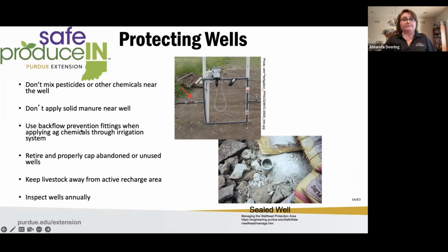Using any backflow prevention fittings is a good idea, and that's just showing that here with that arrow. Again, keeping livestock away from active recharge areas. And again, we just are trying to minimize the likelihood that any of these pathogens could get into the well. And again, that's why inspecting that well at least annually before you're going to use it for irrigation is important.